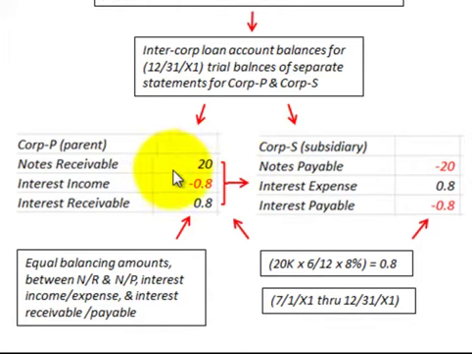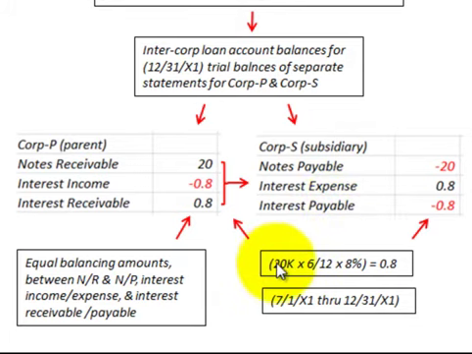So we have equal amounts between the notes receivable for Corporation P and notes payable for Corporation S. And then we have interest income for Corporation P on this note, and then interest expense for Corporation S, since they borrowed this money from Corporation P. And then we have interest receivable for Corporation P and interest payable for Corporation S.